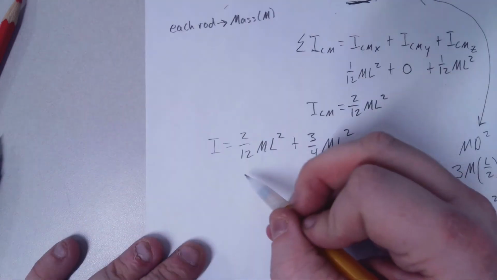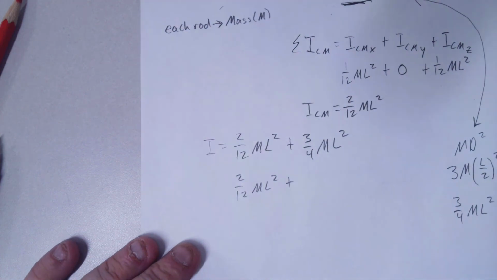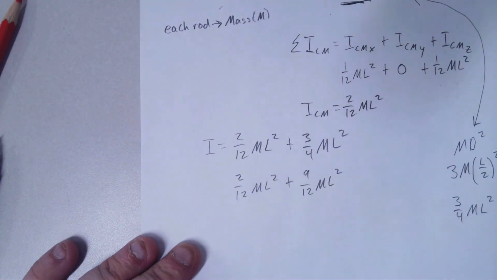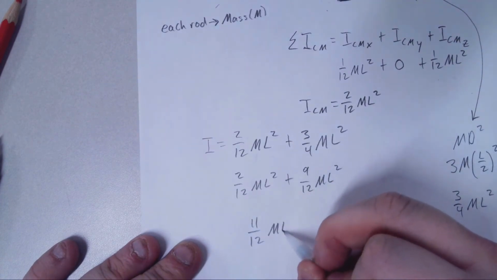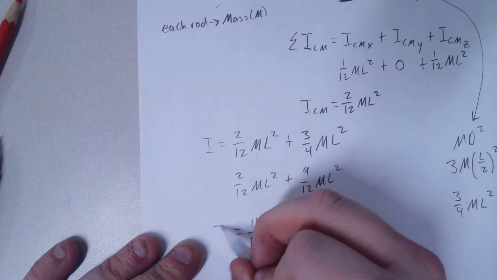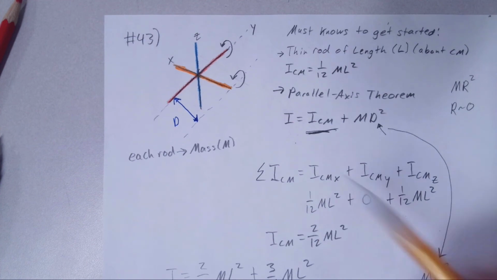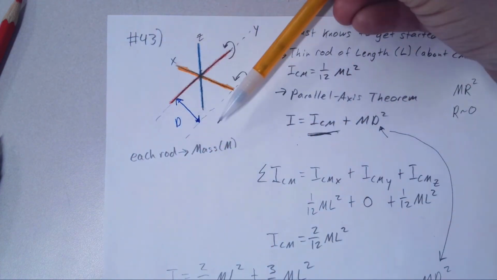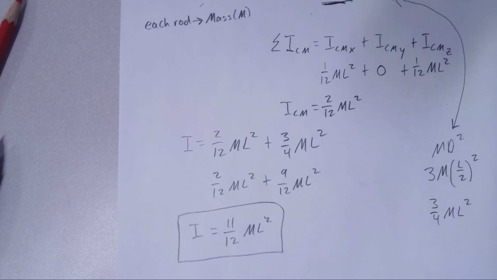So 2/12 ml squared, and 3/4 in terms of 12ths is 9/12 ml squared. 2 plus 9 is 11/12 ml squared, and that is the moment of inertia around the axis not through the center of the y, but one that has been displaced parallel to the original axis. That is a good example of an application of the parallel axis theorem.